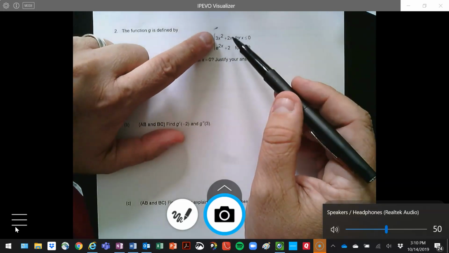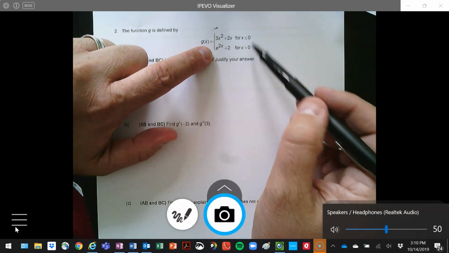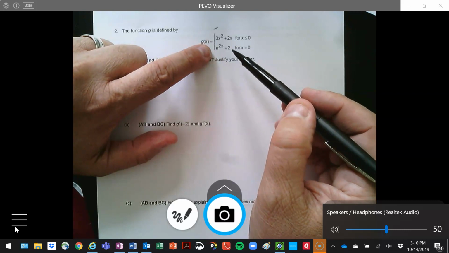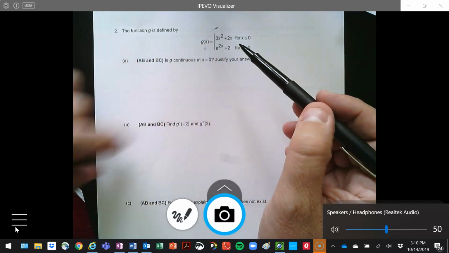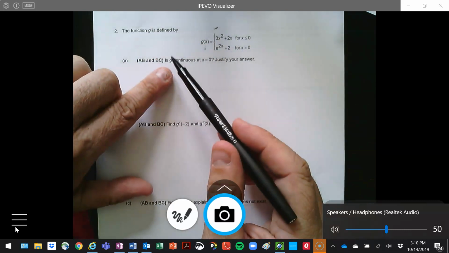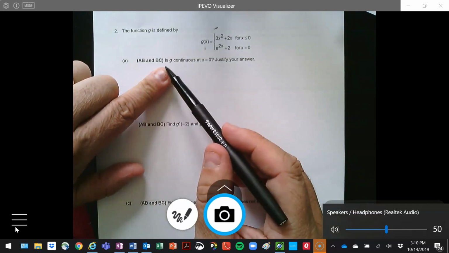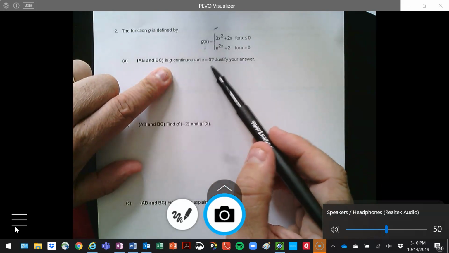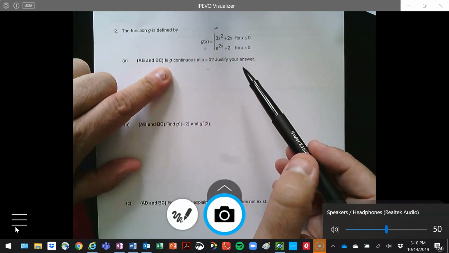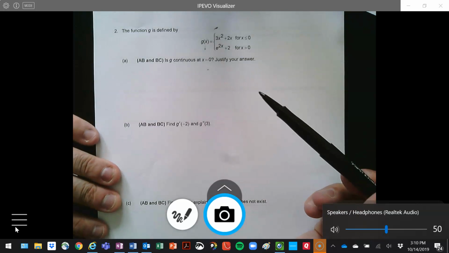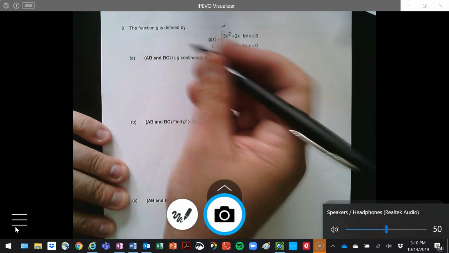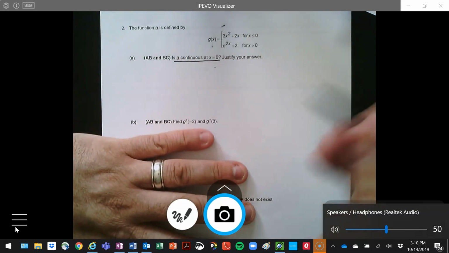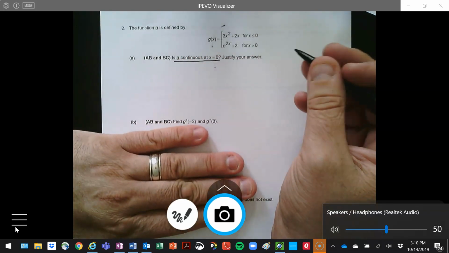Okay, pretty standard. We've got two different pieces. We have our domain restrictions, pretty friendly functions to work with at this point in a calculus class. And the first question, and this is for both AB and BC students, is whether or not g is continuous at x equals 0, and then we have to justify our answer. Things to keep in mind is that when we're looking to justify continuity, there's always three pieces, and we have to get the notation correct.